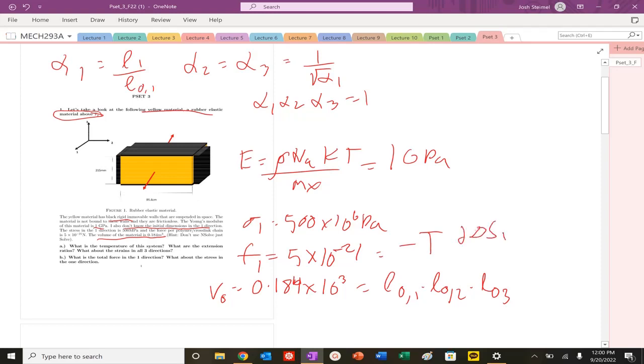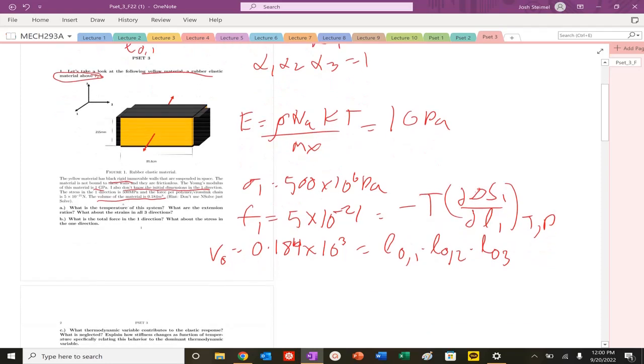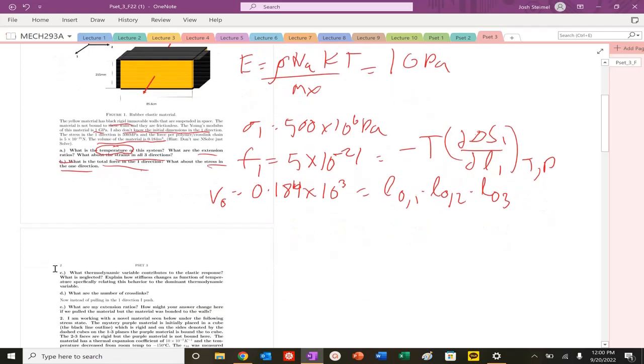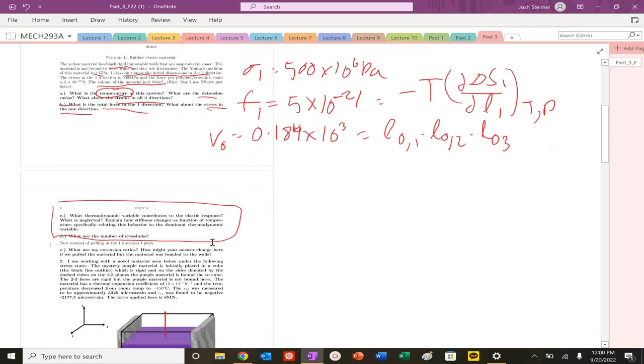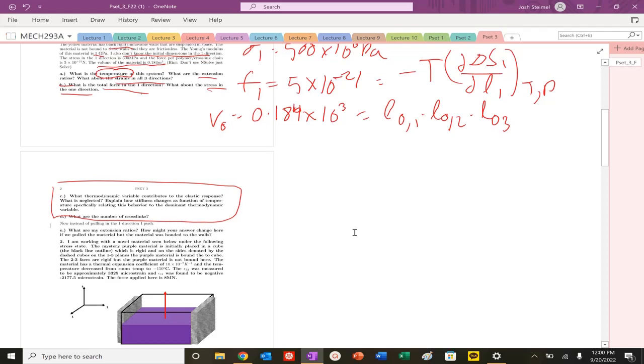We also know that our F sub 1 is equal to minus T times the derivative of delta S1 over dL1, at constant temperature and pressure. We should always keep that in mind. What is the temperature of the system? What are our extension ratios? What are our forces in one direction? Et cetera. We should be able to go through and solve the rest of those values, and then thermodynamic variables, number of crosslinks. We essentially solve for all the unknowns given the initial information.